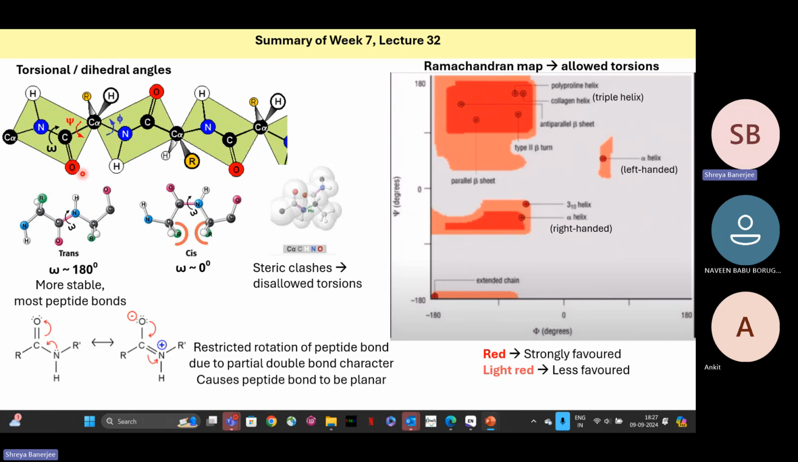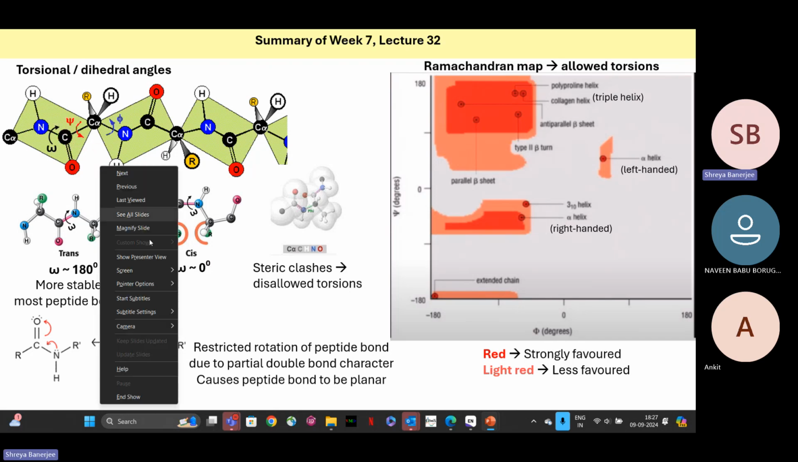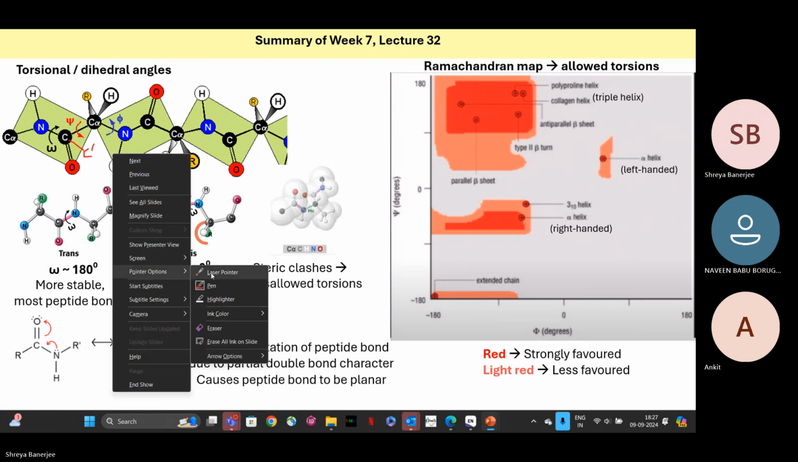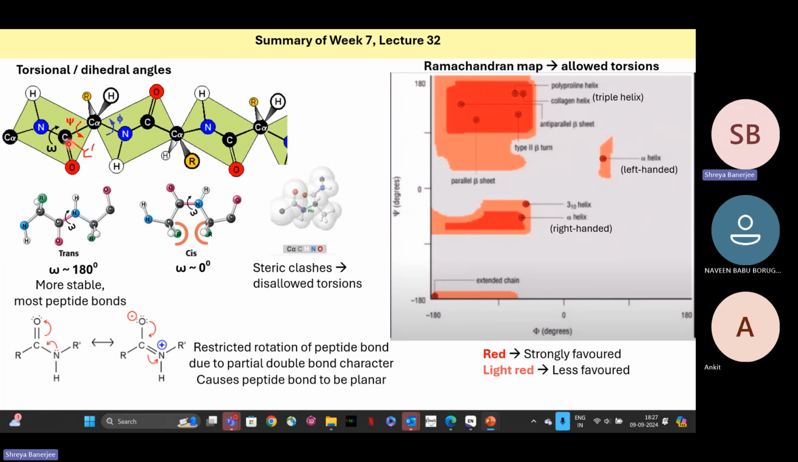Okay, so the C double bond O is often called C prime. So I'll just label this. This is often called C dash or C prime. So C alpha, N, C prime, C alpha, that forms the omega dihedral angle. So basically rotation along the N-C prime bond is called omega. This omega can be of two types. Firstly, you can have an orientation where the omega is 180. So the C alpha and C alpha are on opposite sides. Here the C alpha is up, here the C alpha is down.